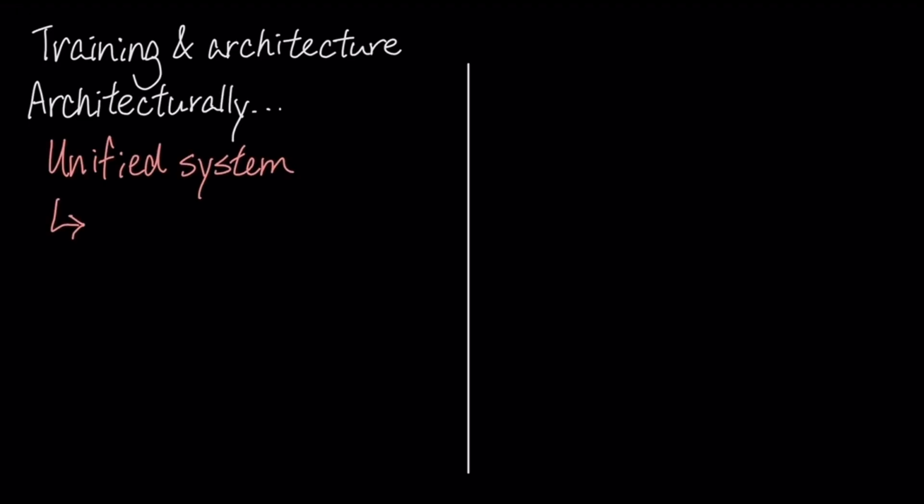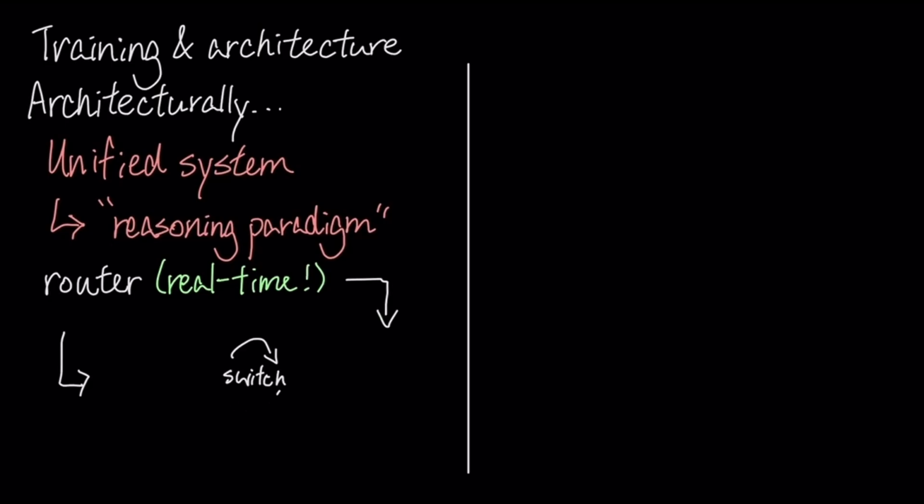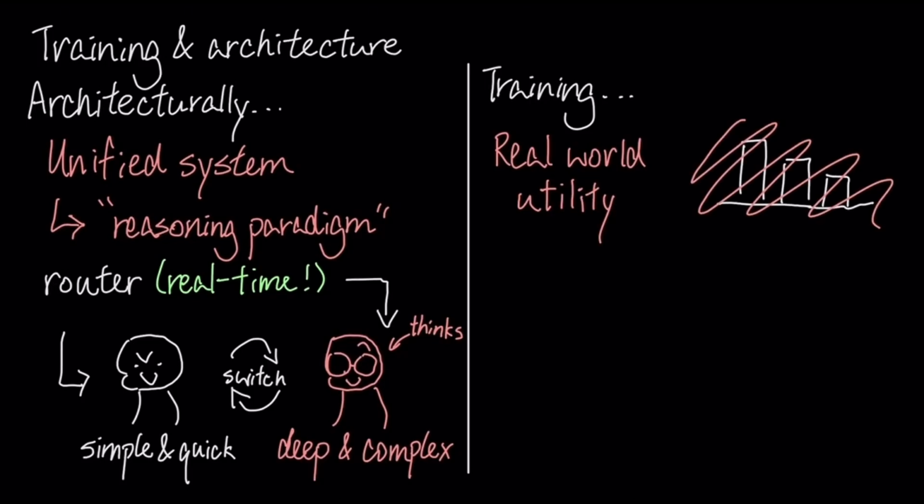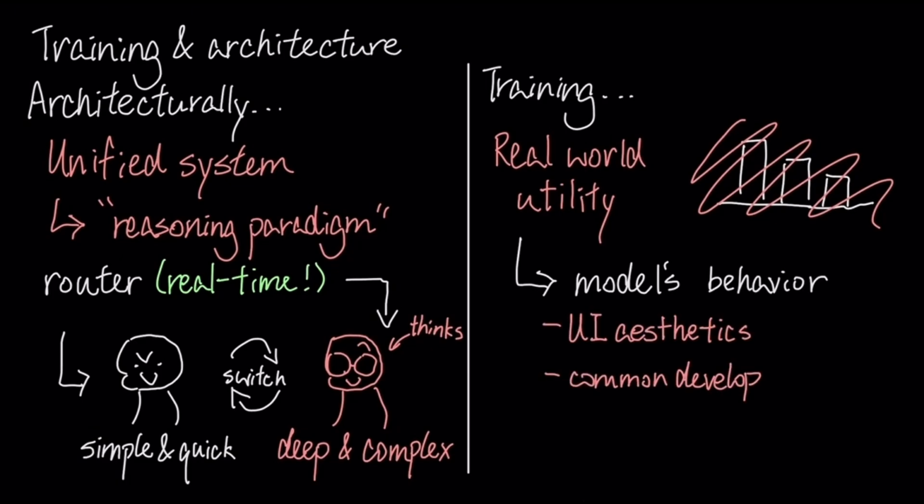Now, let's talk about its training and architectural design. Architecturally, GPT-5 is a unified system built on a reasoning paradigm. A real-time router intelligently switches between a fast, efficient model for simple tasks and a deeper reasoning model for complex problems, allowing the AI to think before it responds. GPT-5's training prioritized real-world utility over pure benchmark optimization, tuning the model's behavior on qualitative metrics like UI aesthetics and common developer frustrations to better align its output with a user's implicit goals.